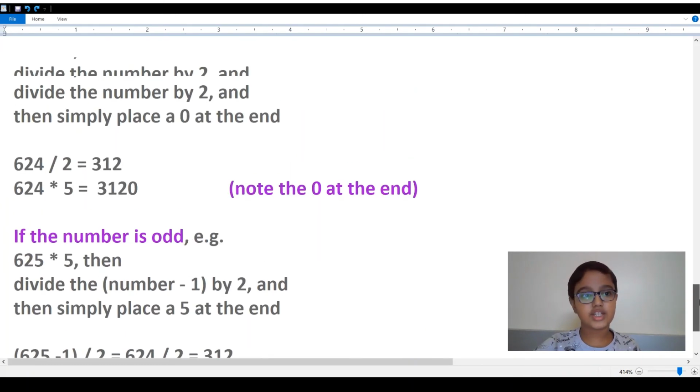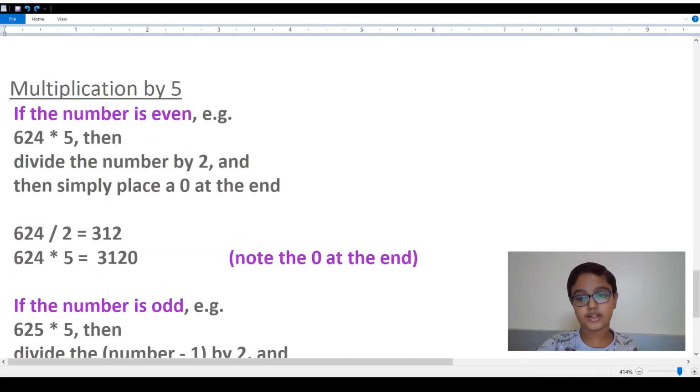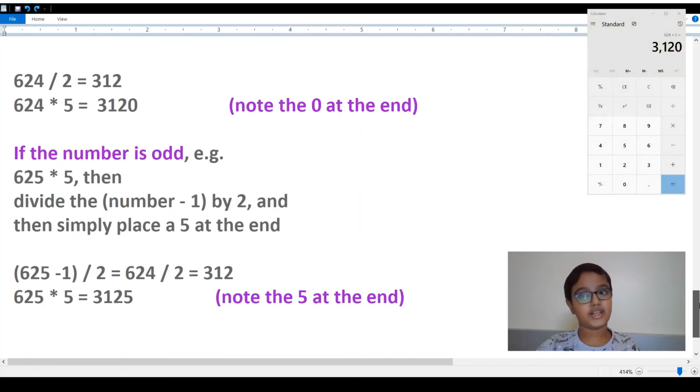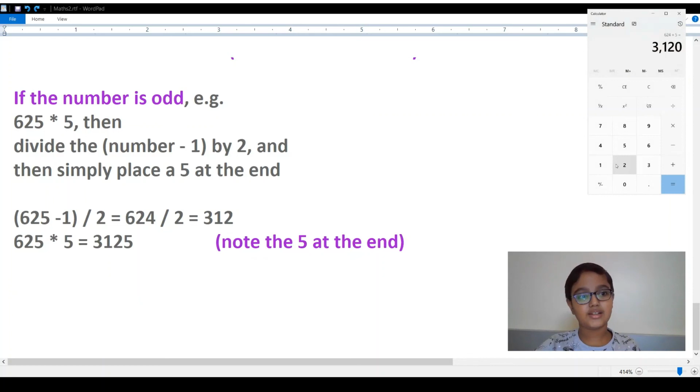Let's check these examples in the calculator. 624 times 5 equals 3120, just like we saw. And 625 times 5 equals 3125, just like we have calculated it.